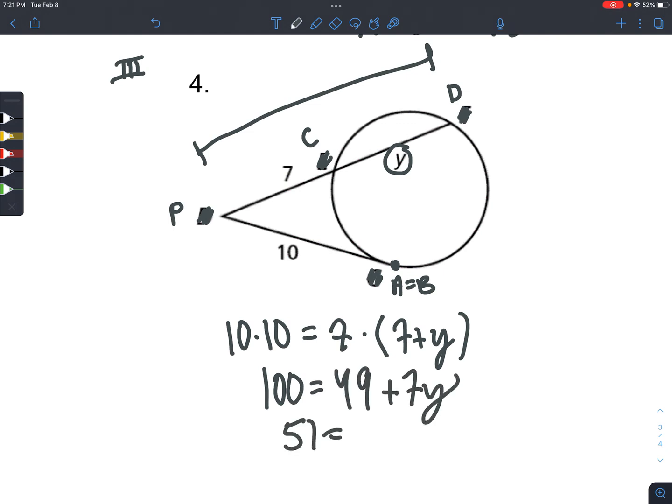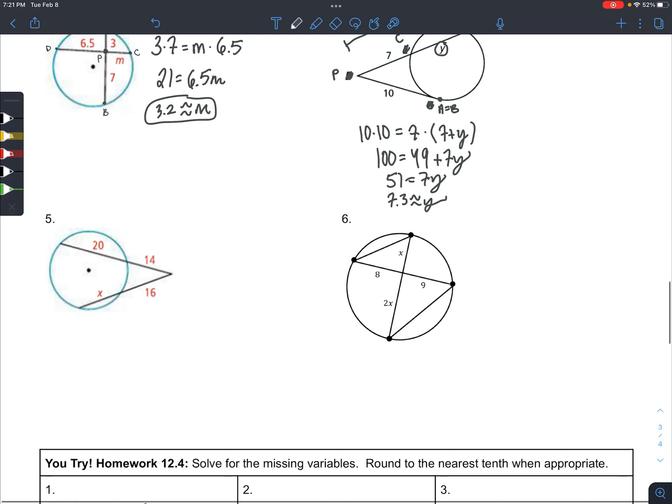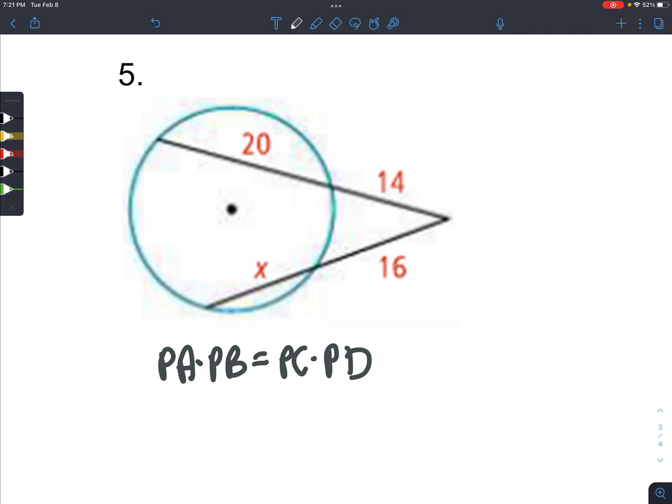100, 49, 7y, 51, 7y, and again, I'm going fast with these calculations. I just want to help you guys set these up. That's my whole goal. So y is 7.3. All right, a couple more. So PA, PB, PC, PD.